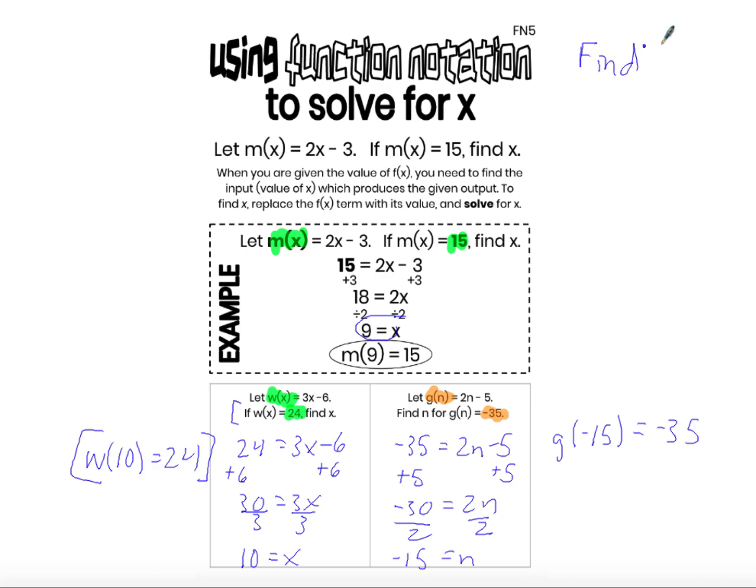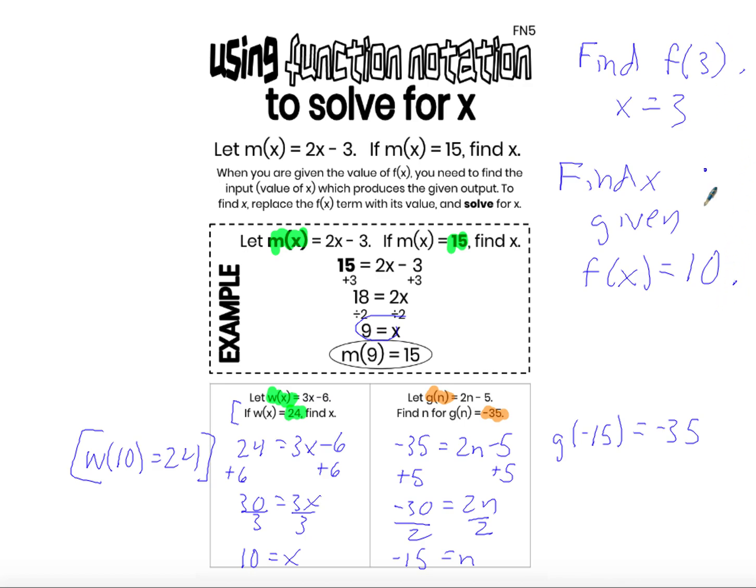Really, the challenge of this particular skill, function notation with equations, is figuring out, am I being given x or am I being given the output f of x? If I'm being given the input x, I will be asked something like find x or f of 3, and that means x equals 3. If I'm being given the output, I'll be told to find x given f of x equals a number. Let's say f of x equals 10. So the challenge really is figuring out, am I given x and I'm being asked to find y, that would be like this, a number in the parentheses. Or am I being given the output, y or f of x, and I'm being asked to find x?